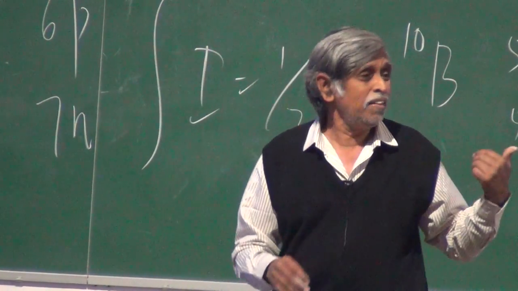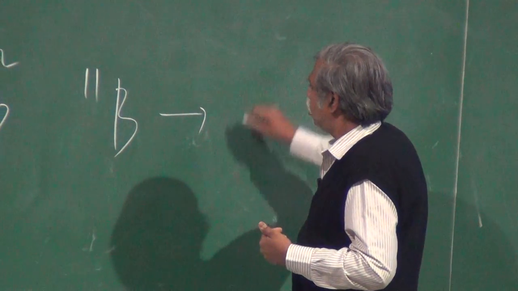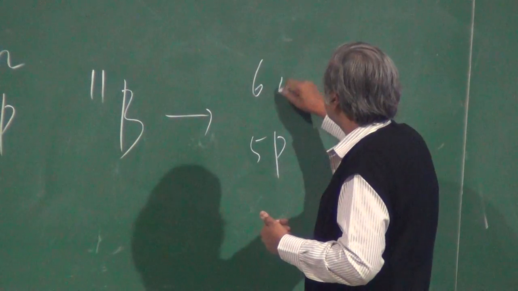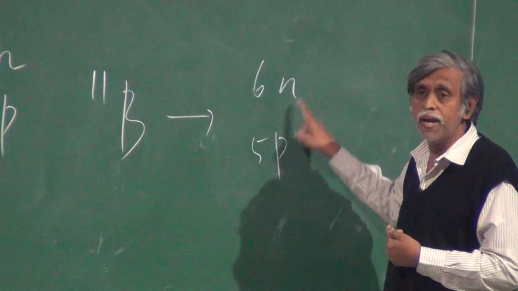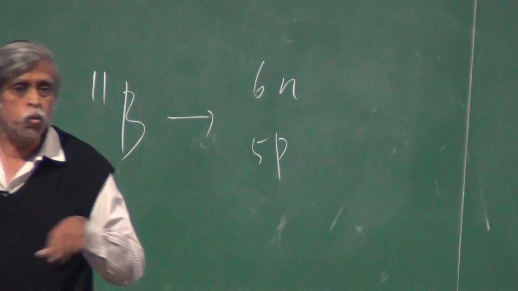If you take boron 11, boron 11 would be what? 5 protons and 6 neutrons. This would get paired, this would not get paired. And boron 11, I think, is 3 by 2.